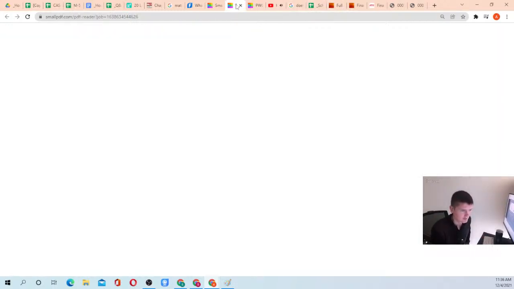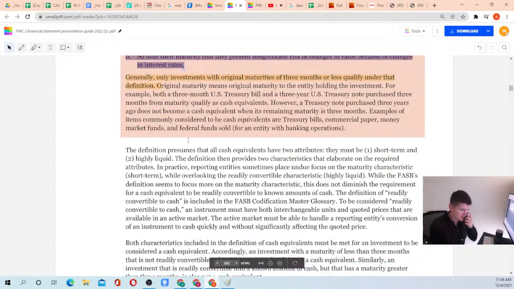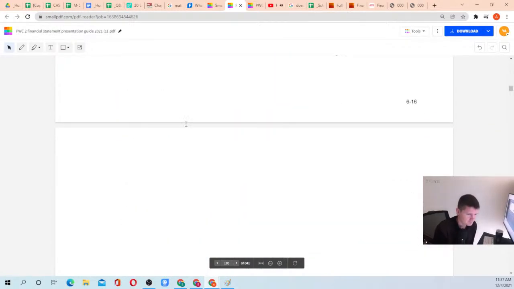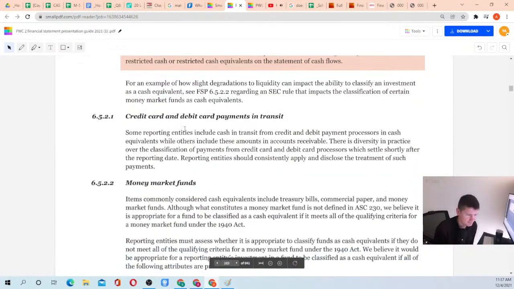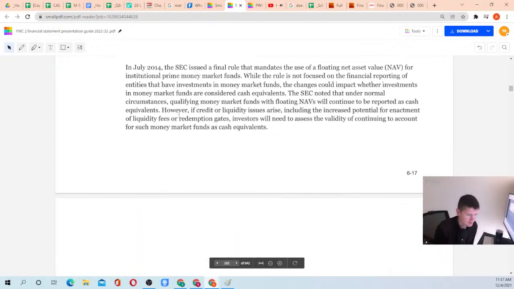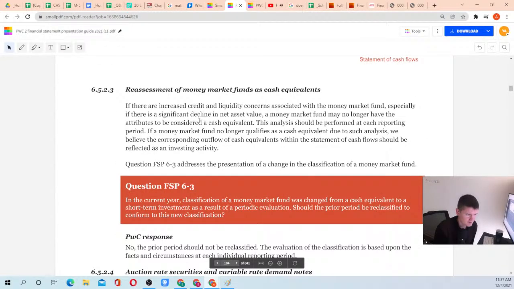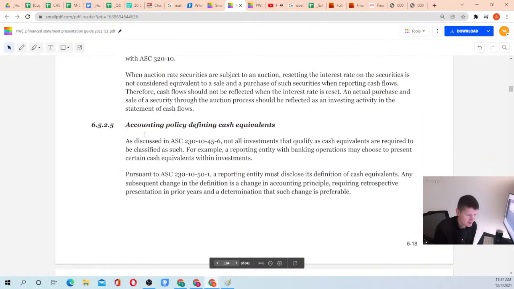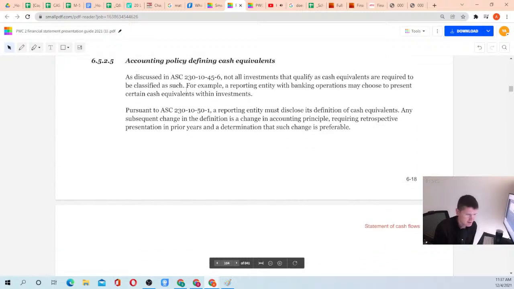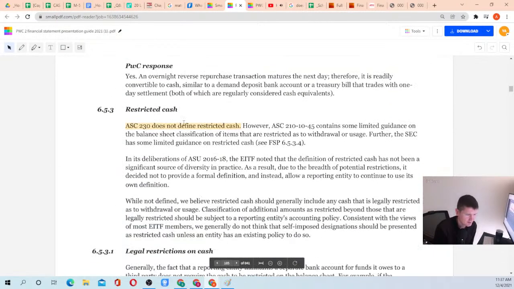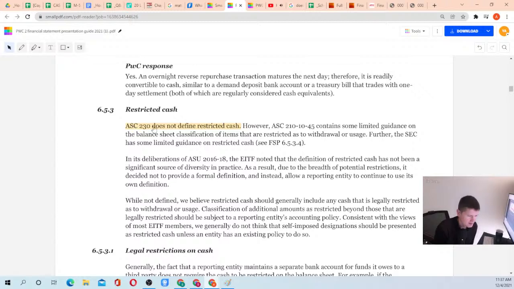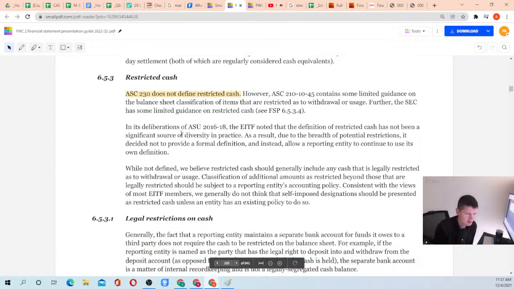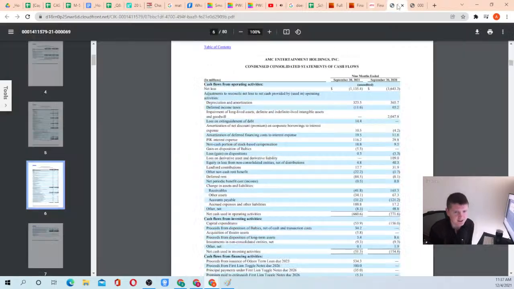Okay. It's kind of too much information here for our lecture. Money market funds. So the guidance here dips into details what is cash and what is not cash. Auction rate securities, cash, accounting policy defining cash equivalents, restricted cash. So there is no definition for restricted cash, but it is generally included into your cash equivalents and restricted cash.